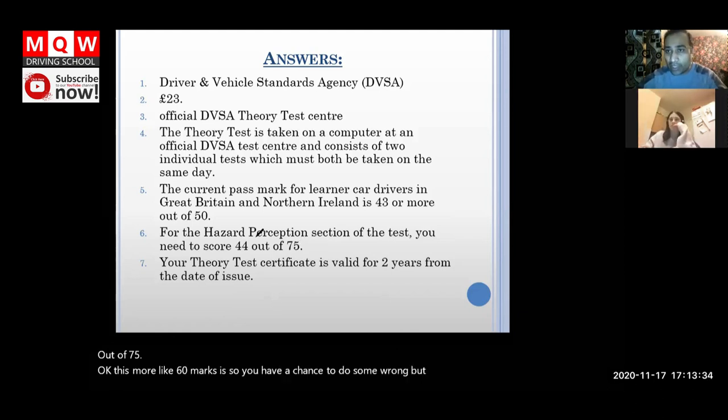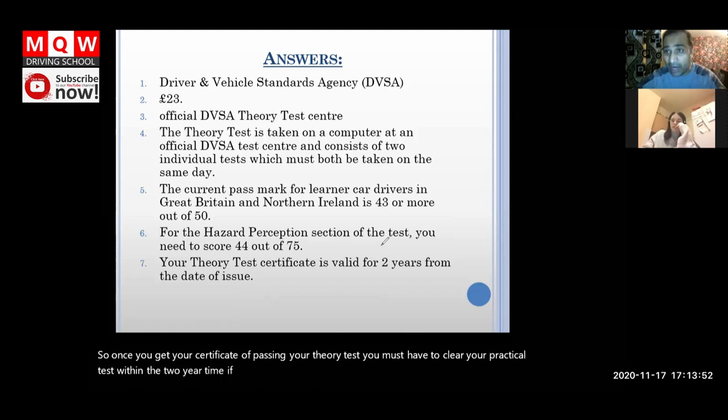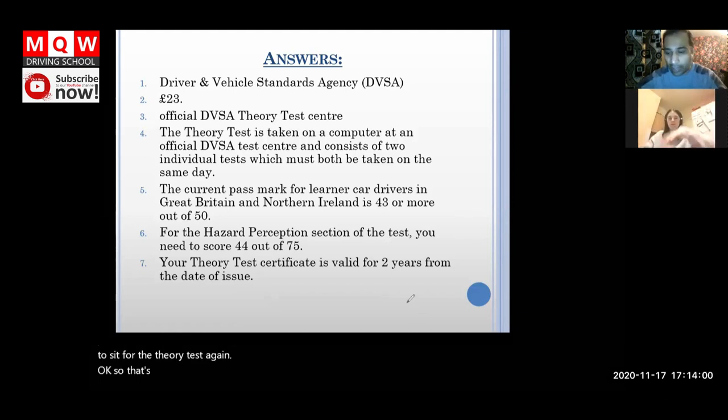Once you get your certificate, it is valid for 2 years. So once you get your certificate for passing your theory test, you have to clear your practical test within the 2-year time. If you don't pass your practical test in 2 years, you have to sit the theory test again. So that's something you have to consider. Okay, so let's go to the next page now.